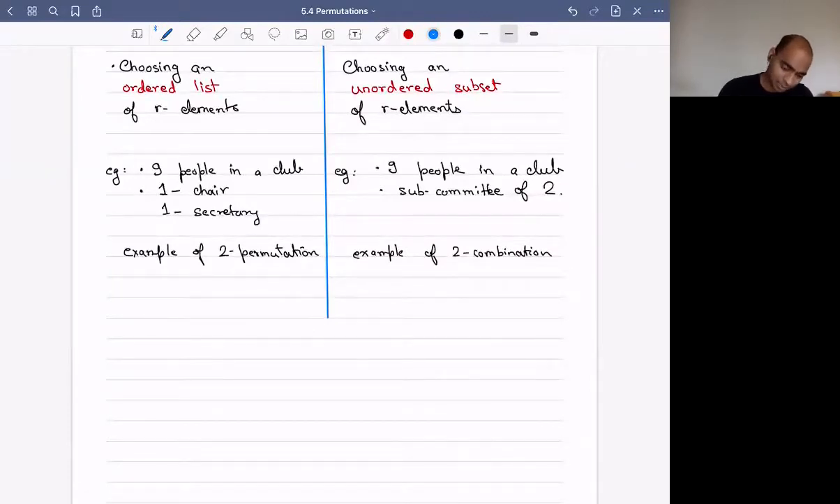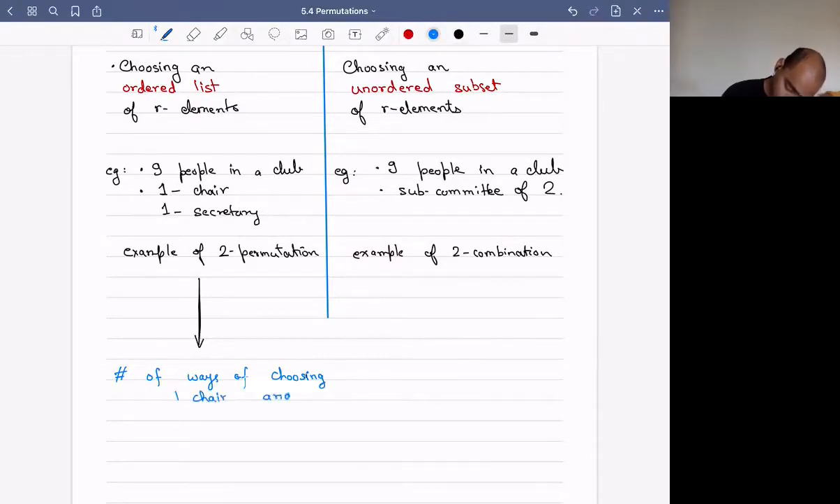So let's continue the same problem. I have to find the number of ways of choosing a chair and a secretary from a group of 9 people, and I want them to be different. So the number of ways of choosing one chair and one secretary.